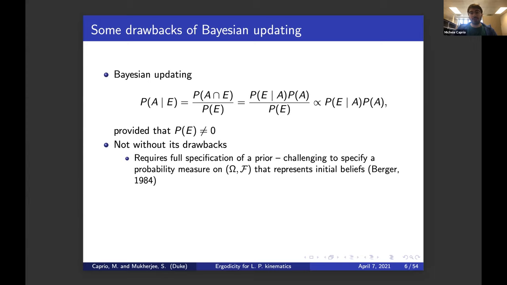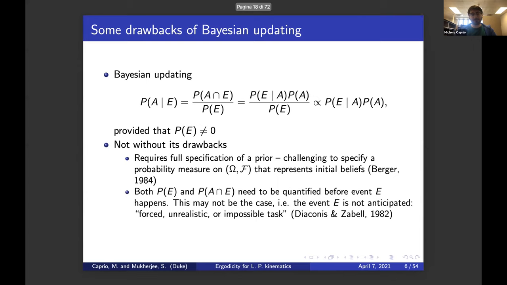Despite being used ubiquitously, and I assume everybody's familiar with Bayes' formula, Bayesian updating is not without its drawbacks. In particular, the two drawbacks we focus on in this talk are the following. It requires a full specification of a prior, and this may be challenging. In particular, it's challenging to specify a probability measure on the measurable space omega, F that represents the initial beliefs, as Berger points out. And it also requires that the probability of the conditioning event, and of the intersection of the event we are interested in and the conditioning event, be quantified before event E happens. This may not be the case, for example, when event E is not anticipated, and therefore this may be a forced, unrealistic, or impossible task, as Diaconis and Zabell point out. There are other drawbacks that are more philosophical in nature, but these two are the main ones we address in our talk.